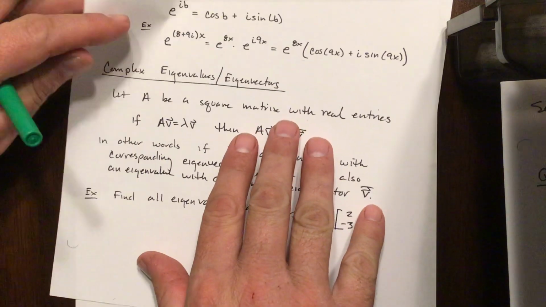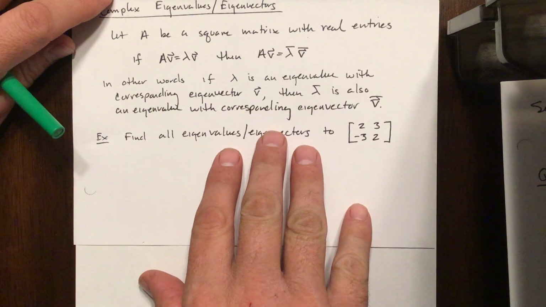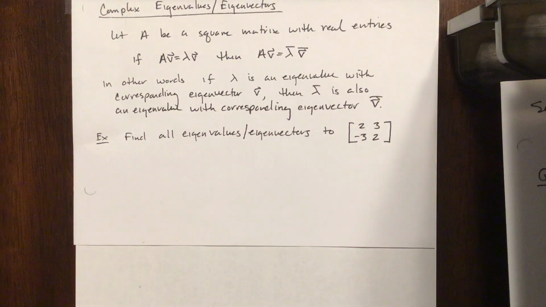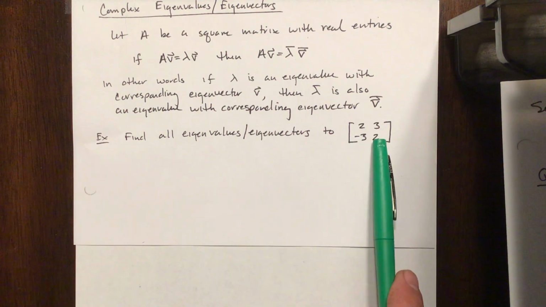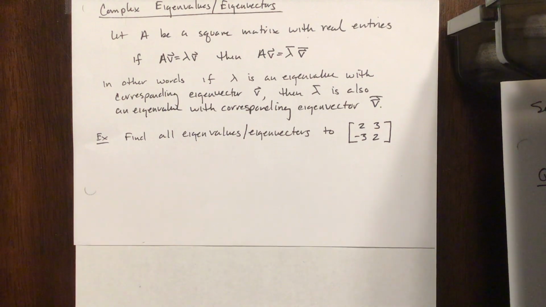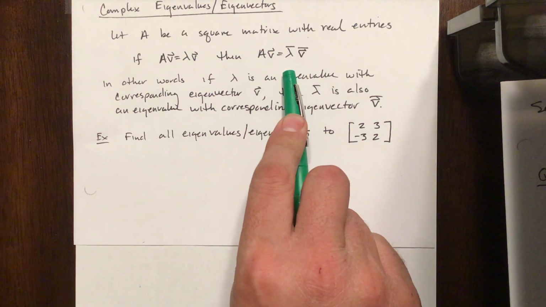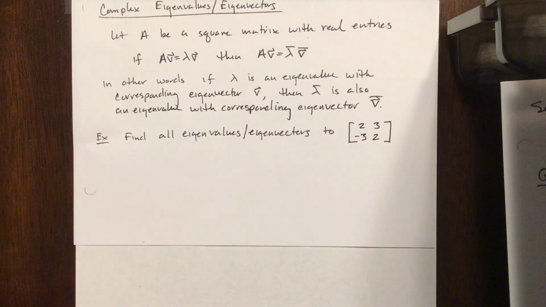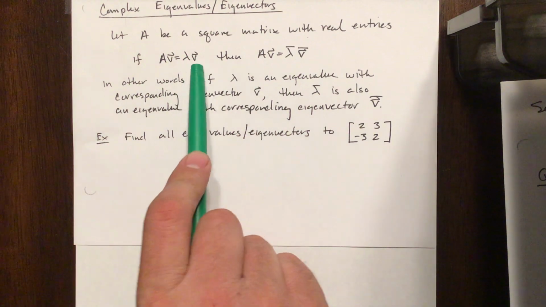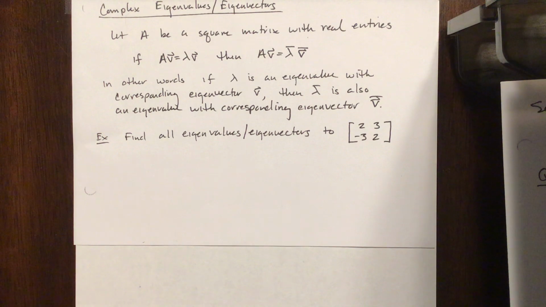But really what I want to finish with is complex eigenvalues and eigenvectors. So let A be a square matrix with real entries, like this one, 2, 3, negative 3, and 2. If there's a lambda such that AV equals lambda V, then the complex conjugate, lambda bar, is also an eigenvalue, and the corresponding eigenvector of it will be the complex conjugate of the vector V.